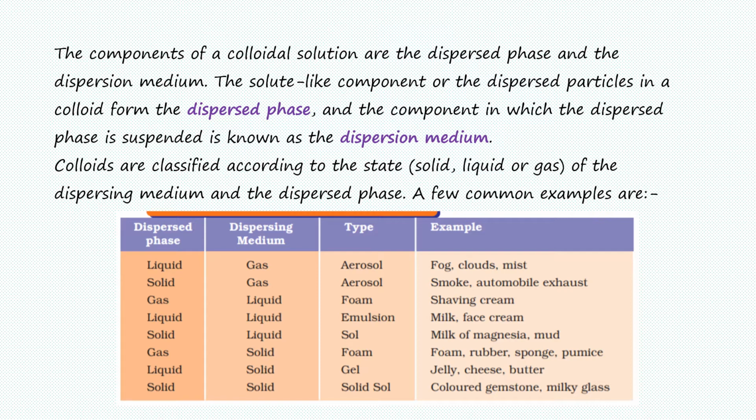Similarly, see here, gel. When liquid is dispersed in solid, we get gel. For example, butter, cheese, jelly. And the last one, you see, when solid is dispersed in solid, we get solid sol. For example, colored gemstone, milky glass. These are examples of solid sol.